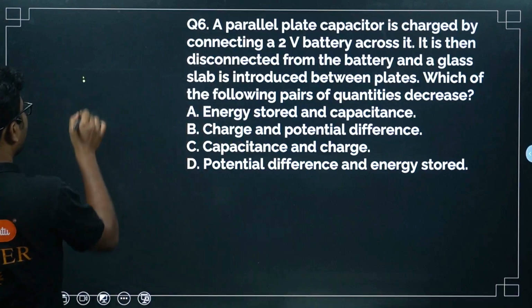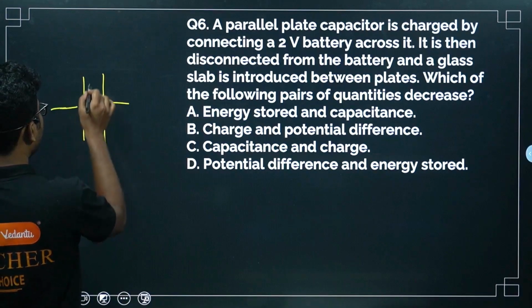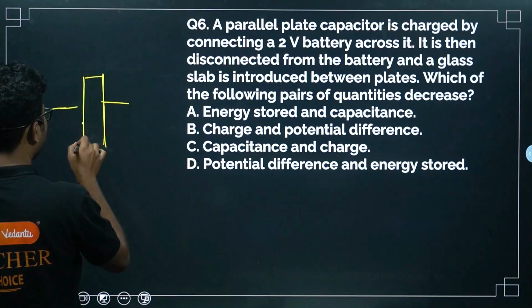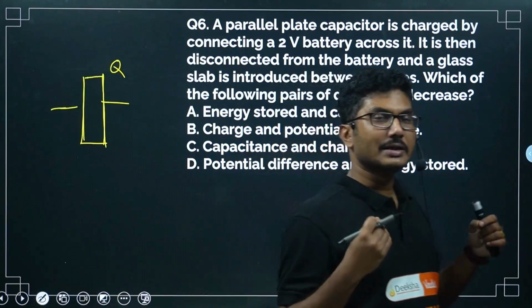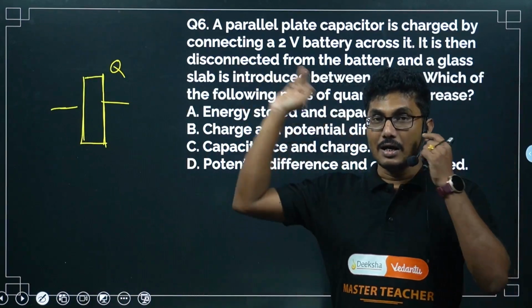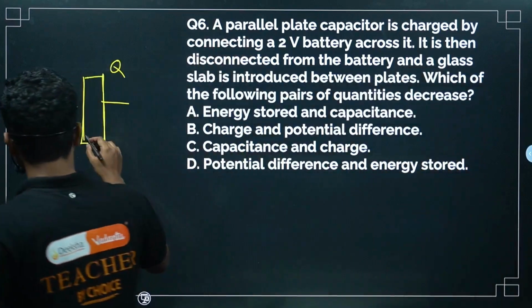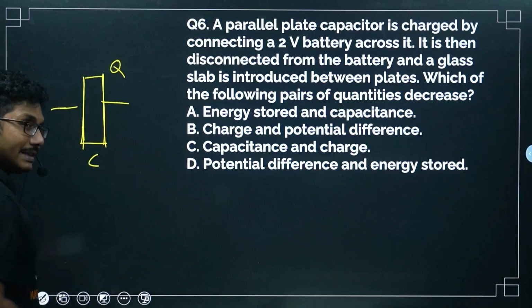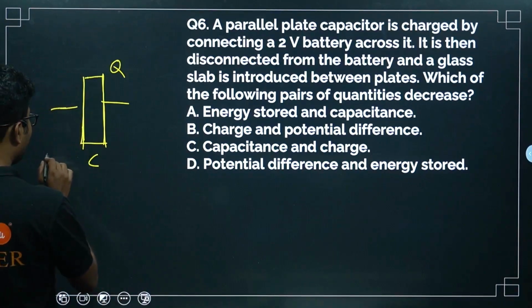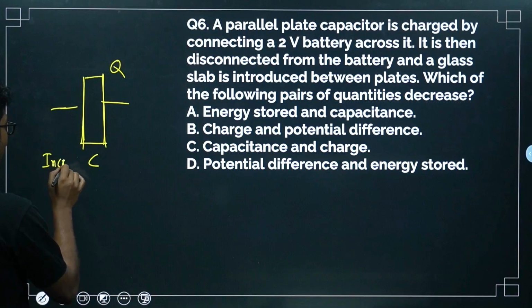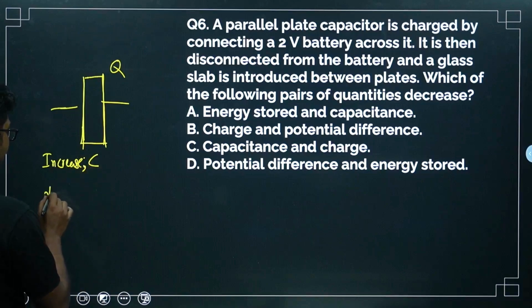Okay, so initially the capacitor is charged. When the capacitor is fully charged, then they have introduced the glass slab. Now remember that when the capacitor is fully charged, initially the charge in that capacitor will not decrease on its own. Okay, charge will remain constant because the battery is disconnected, but what all will increase? Capacitance will increase. Definitely capacitance will increase. What will decrease?